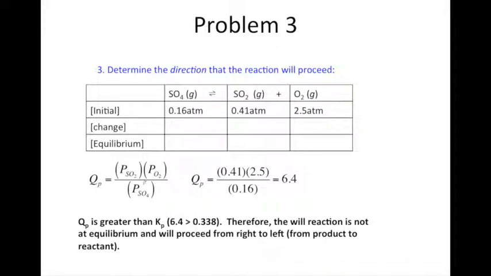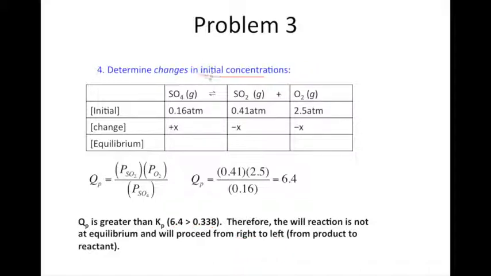Now we can compare that Qp value to our Kp. 6.4 is greater than our Kp, which was given as 0.338. Therefore, the reaction is not at equilibrium, and the reaction will proceed from right to left. So here, our reaction is going from right to left, from products to reactants. So not all reactions go from reactants to products. So that information is needed in order to calculate our changes.